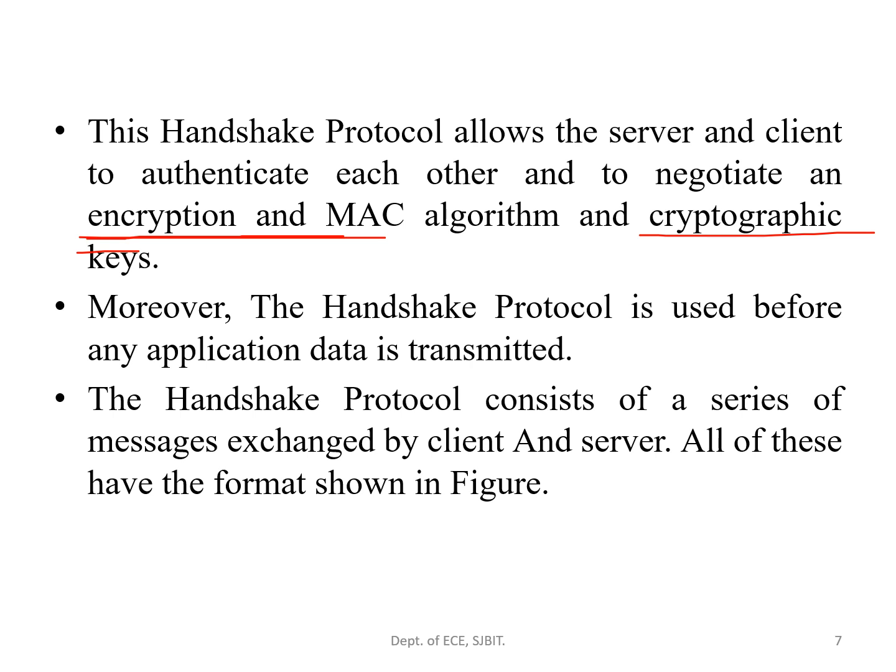Means these handshake protocols we can call control signals. So to establish a connection, we are going to use these handshake protocol signals. So always the handshake protocol is used before any application data is transmitted. The handshake protocol consists of a series of messages exchanged by client and server. We consider all of these in the following figure.